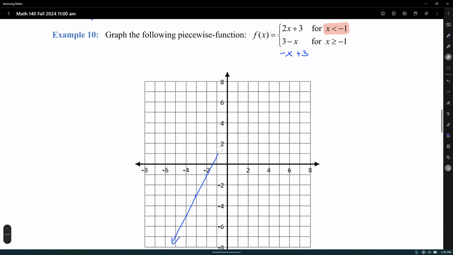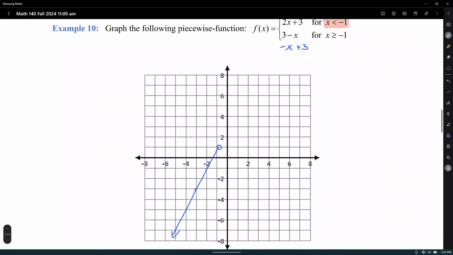All right. And notice in this case, the inequality says less only, not less than or equal. So for this reason, we should represent this point as an open circle, right? So that is our first part, or our first piece of the piecewise function. Let's graph the second piece.